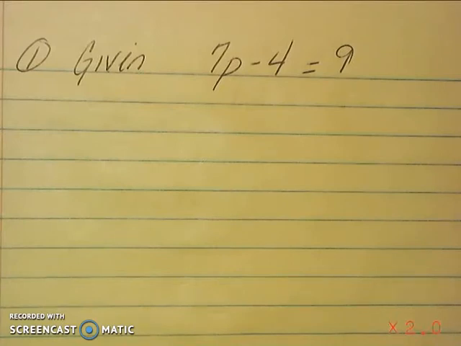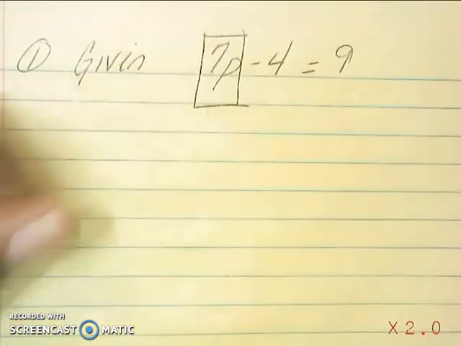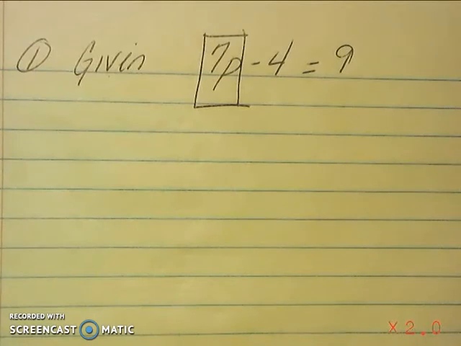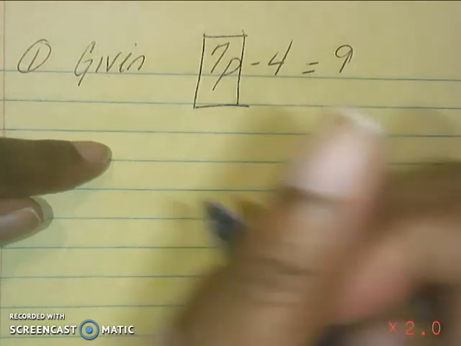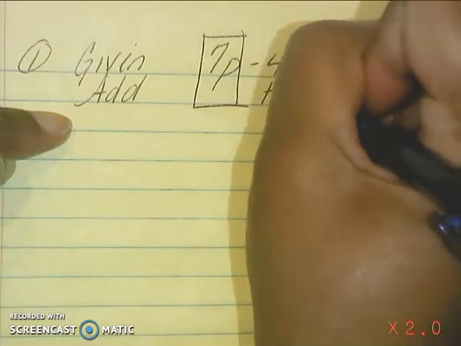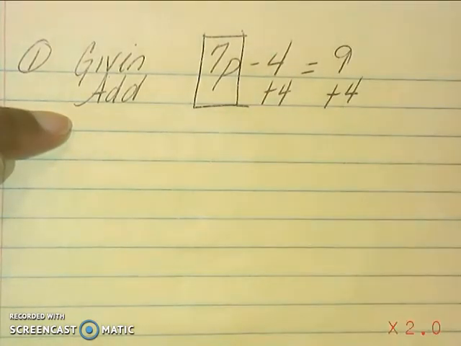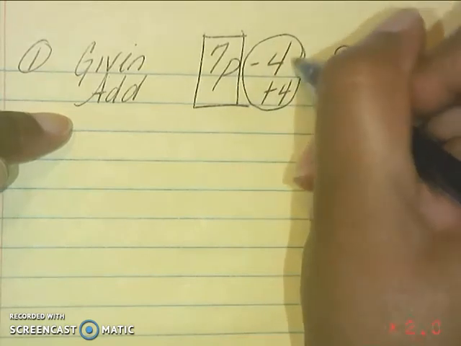So what I want to do is solve for p. So I'm going to leave 7p alone for right now. I want to get everything on the other side of the equal sign. So in this case, I have a minus 4. I want to do the opposite and add 4. Why am I adding 4? Because I am looking for a 0. If I can make this a 0, then it goes away.